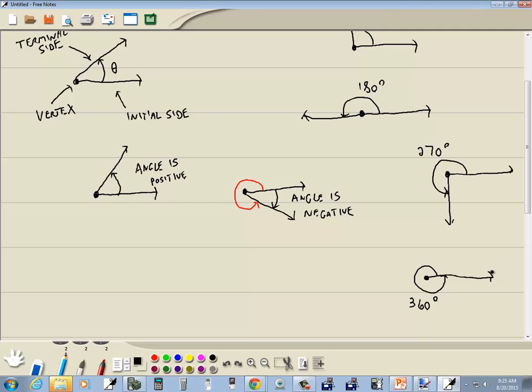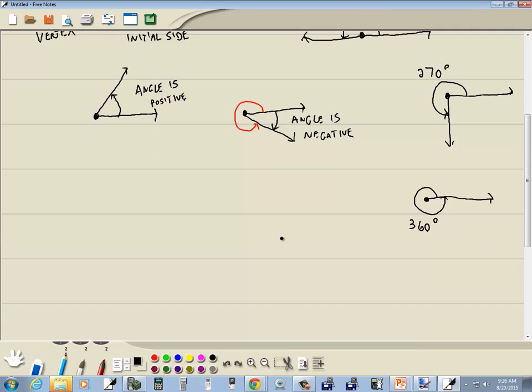Now I could keep on going. I could go around again, and that would add another 360 degrees on it. So it would be 720 degrees. And it would be coterminal because they have the same terminal side. And even more than that, they have the same initial side also.